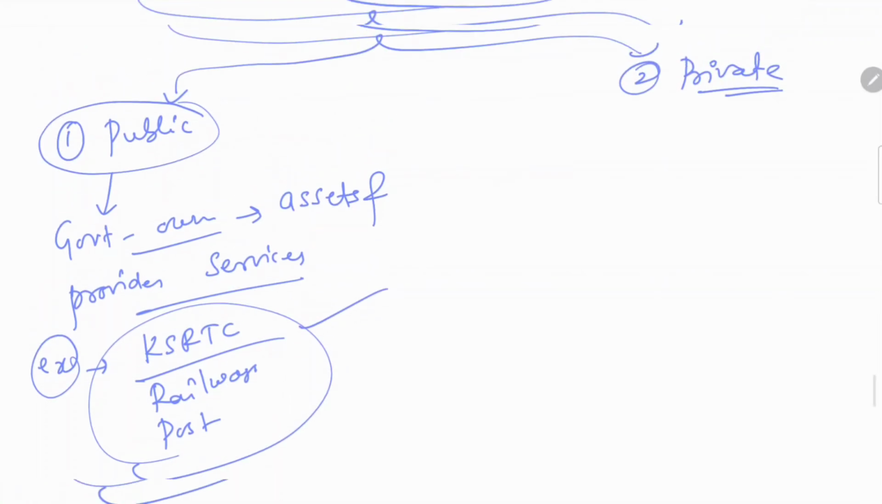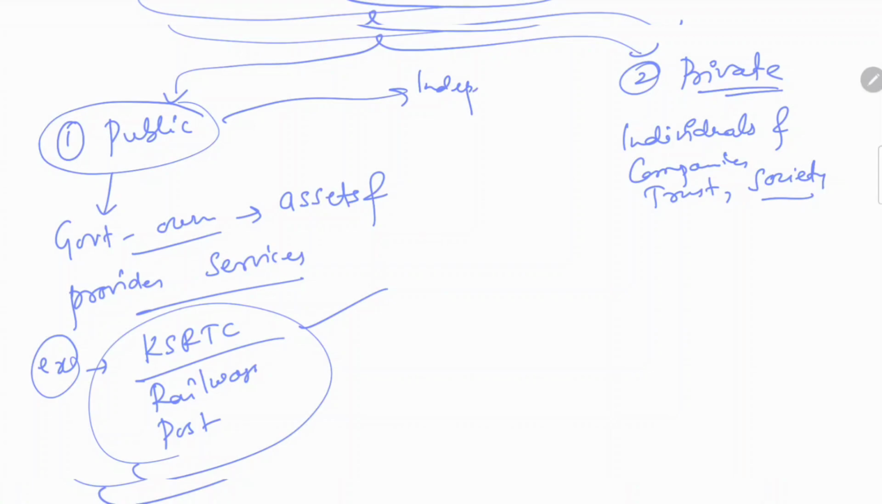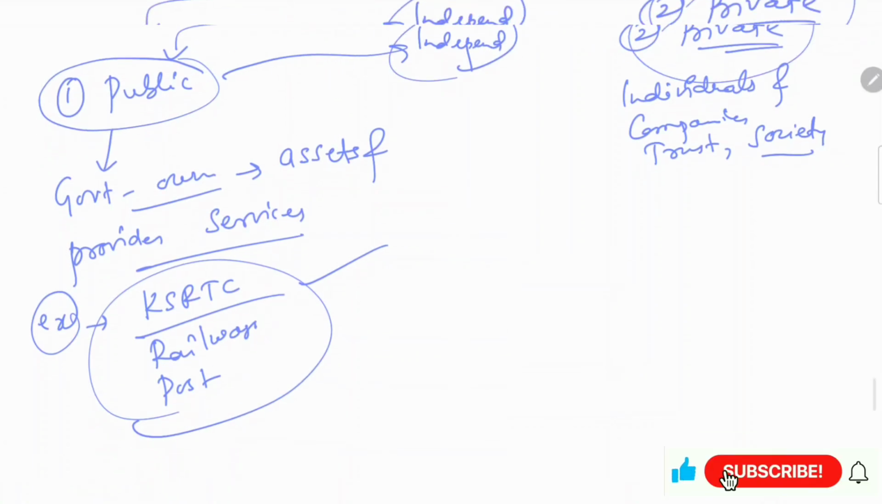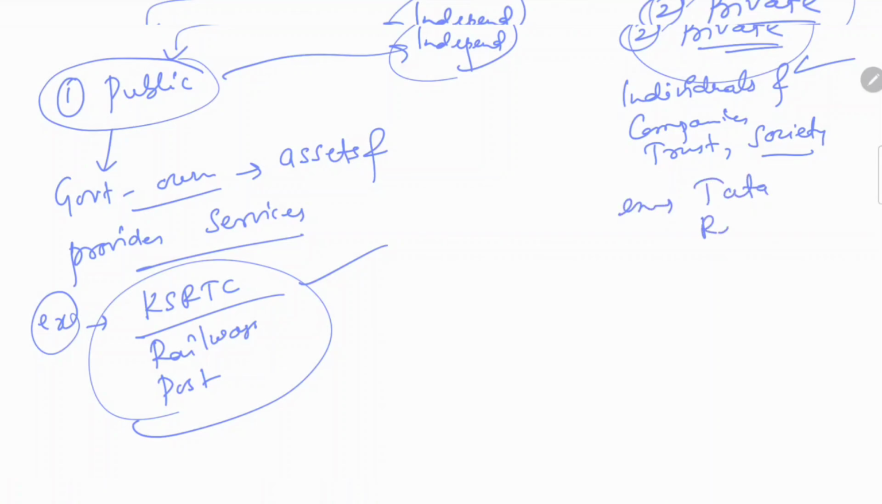And in the private sector activities, private individuals, or you can say companies, or a trust or society of private persons, will be independent of the government. So when these private parties do the activities, they will be known as the private sector. For example, Tata, Reliance. All these are private organizations who carry out economic activities.